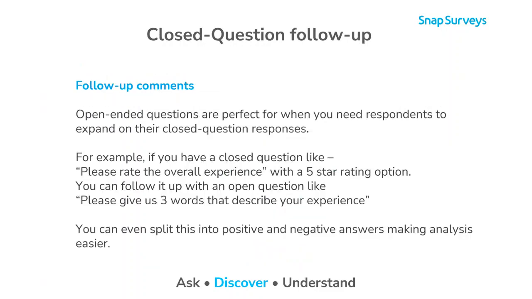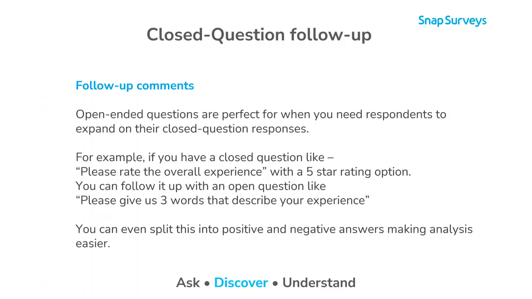The second type we're going to talk about today is a closed question, really, closed open-ended questions. So that's quite a conundrum, really. And by that, I mean things like follow-up comments. Open-ended questions are perfect to follow up where you might have received a closed-ended response. The example I have here is, please rate your overall experience. And you might have had a lovely 5-star rating option, a nice, colourful question type. But you can follow that up with an open-ended question like, please give us 3 words to describe your experience.